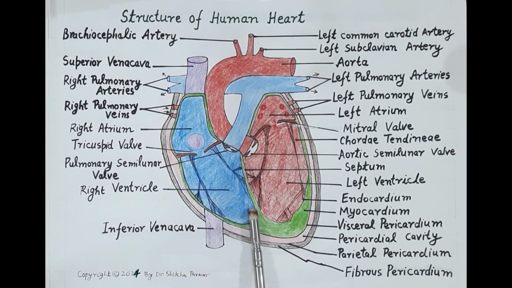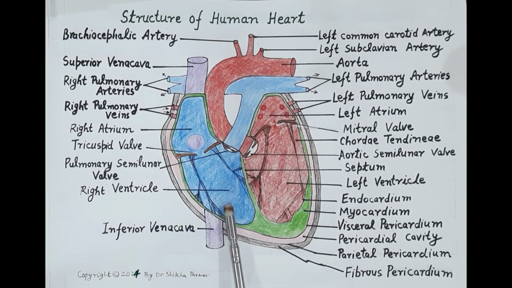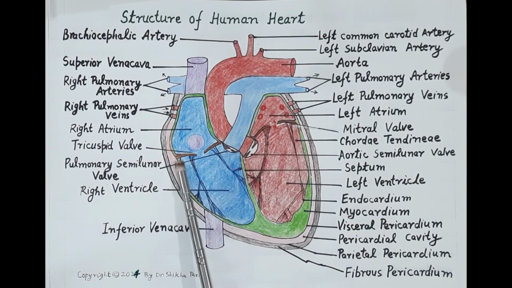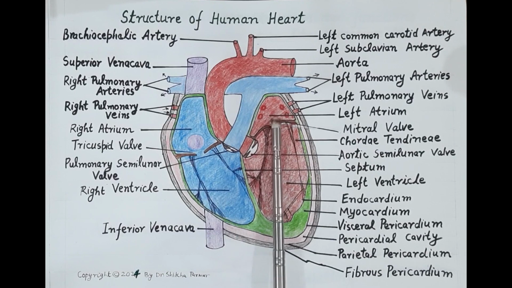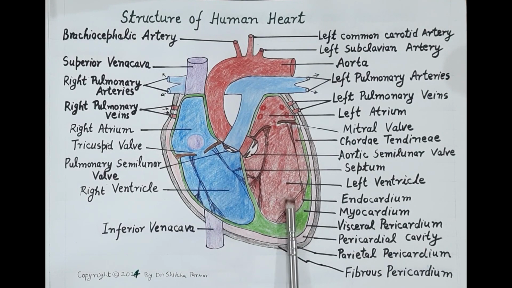Now let's talk about the internal structure of the heart. The right and the left side of the heart are separated by a wall of muscle called the septum. Each side is further divided by the atrioventricular valve into upper atrium and the lower ventricle. So the heart has 4 chambers, upper 2 atria and the lower 2 ventricles.